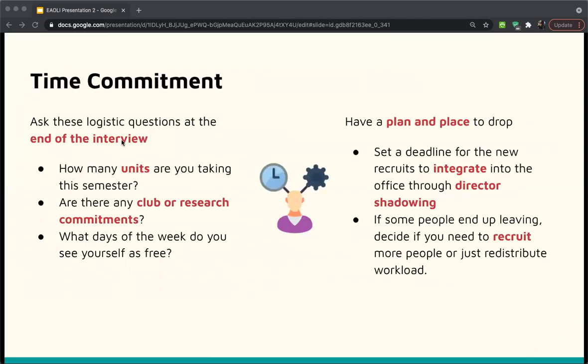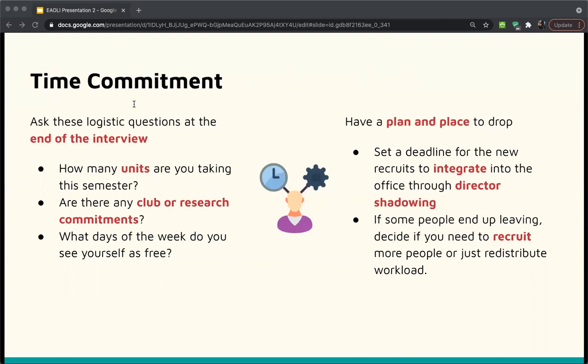Next up, at the end of the interview, you should set aside some time to inquire about applicants' workload for their upcoming semester to better gauge their commitments. Also, it is a good practice to have a backup plan if your new hire ends up leaving your office, but you need to have that plan ahead of time.